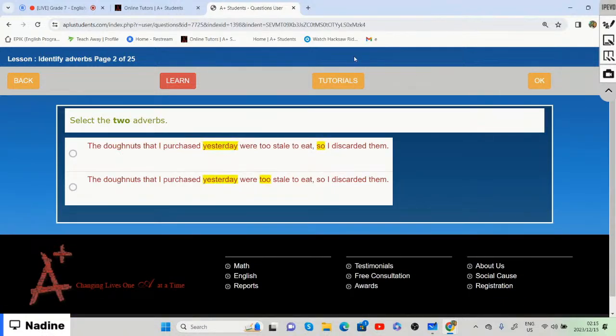We need to select the two adverbs. The donuts that I purchased yesterday were too stale to eat, so I discarded them. So the two adverbs, is it yesterday or so? Or is it yesterday and too? Too stale. So yesterday, so, or yesterday, too.